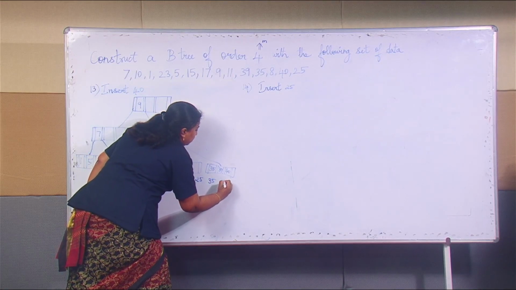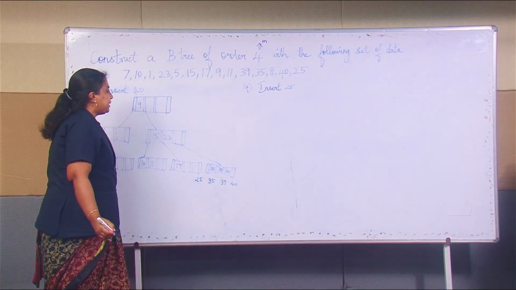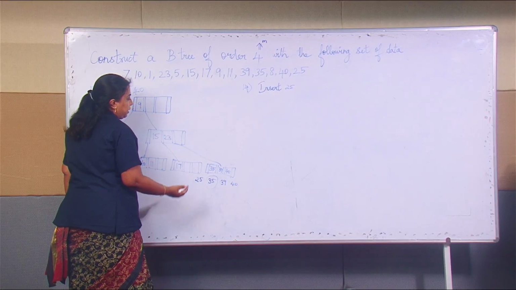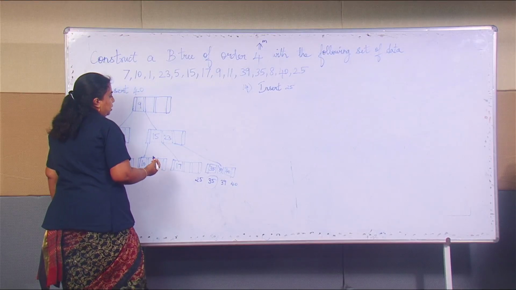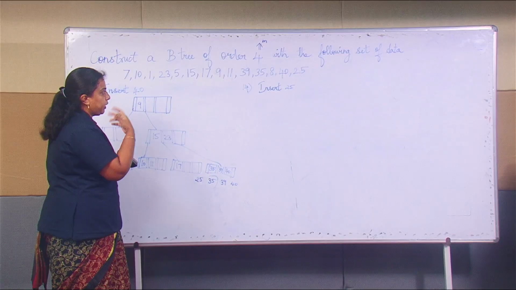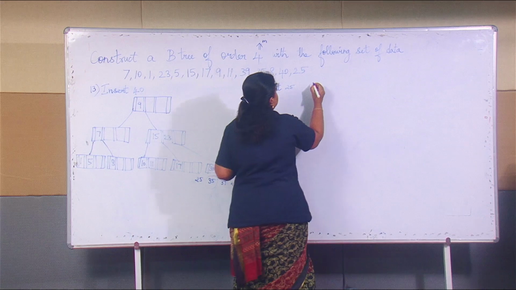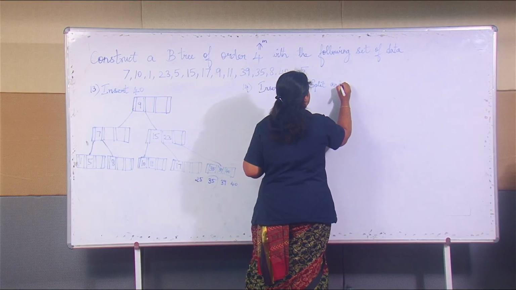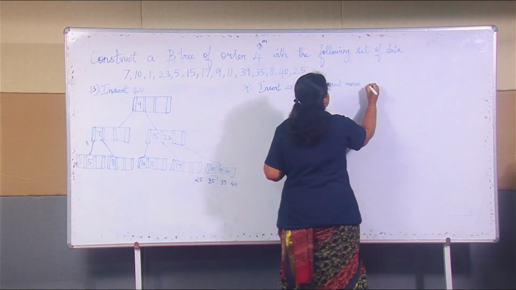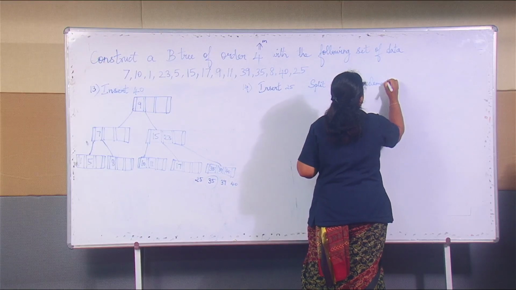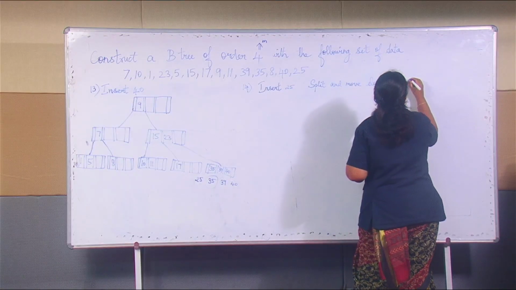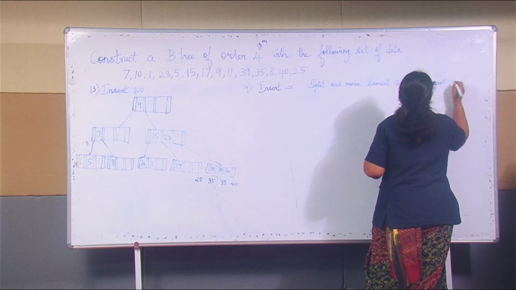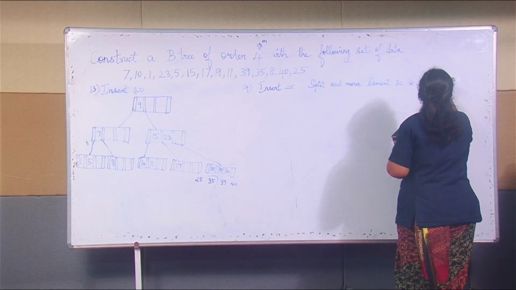35, 39, 40. Okay. Since it exceeds the key value, we are taking the middle element, that is the leftmost middle element 35, and we are moving it to the root node. Now, so split and move element 35 to the parent node. Actually, we mention it as parent node, okay, to the parent node.